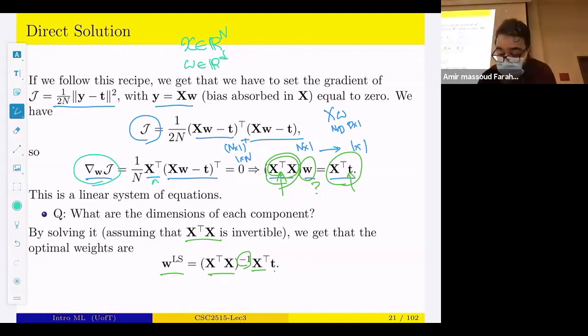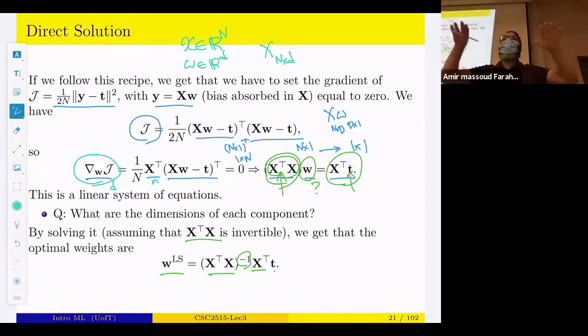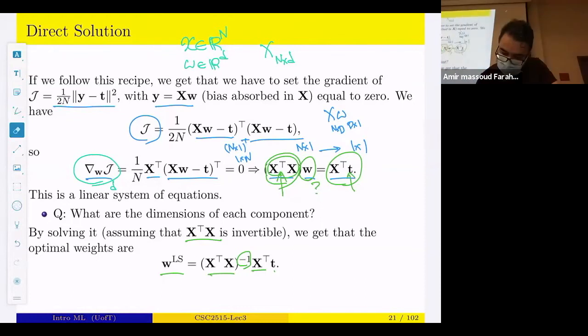So this should be a d-dimensional vector, or d by 1. And then let's check. x, we had it, x was n by d, right? From previous slides, the way that we put it is that we put one data point in each row. So x transpose would be d by n.